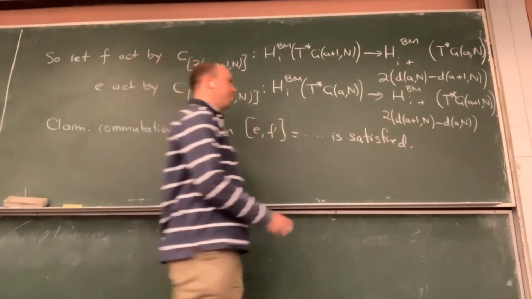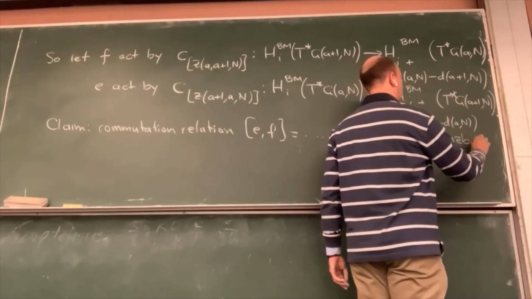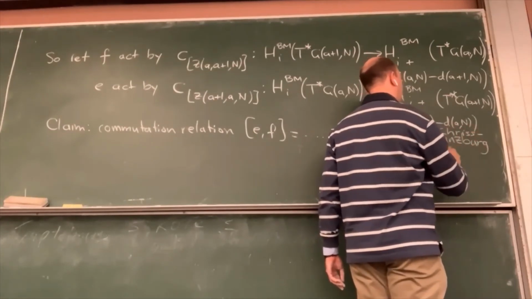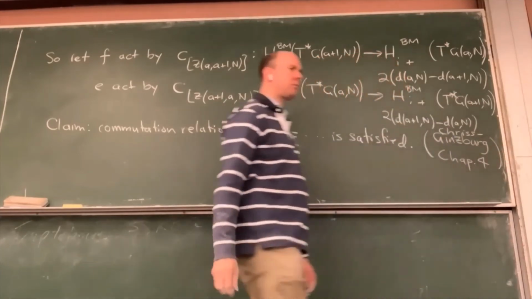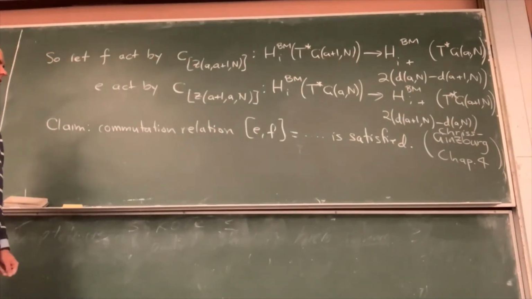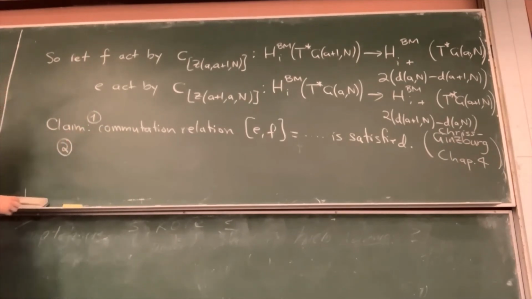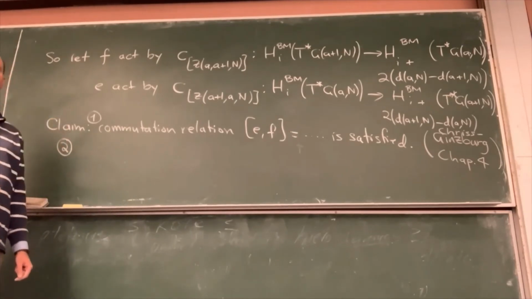This is said in the book by Christian Ginsberg, chapter 4. Okay, so something which I probably also can't prove. So that's claim 1. And then claim 2 is that you get the irreducible representations of SL2 as natural sub-representations of these.